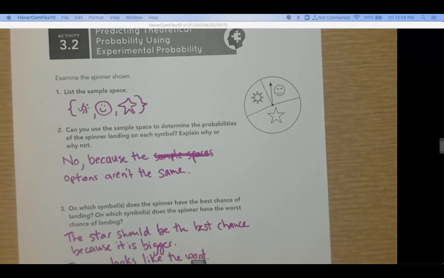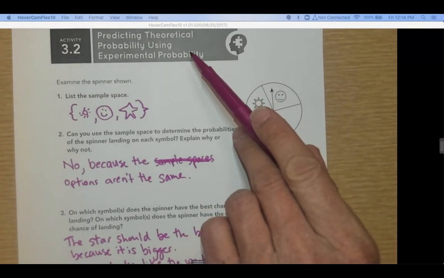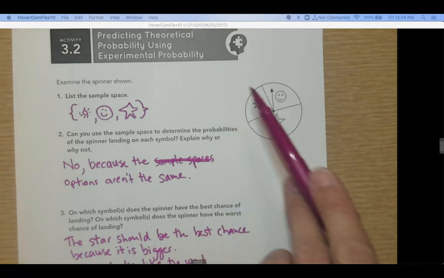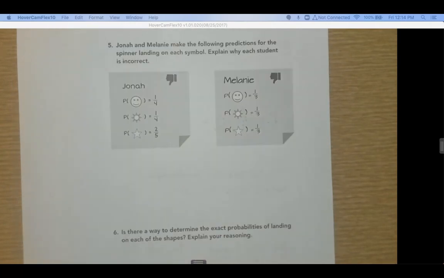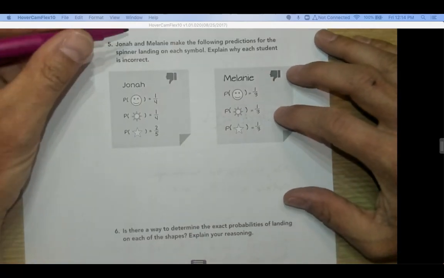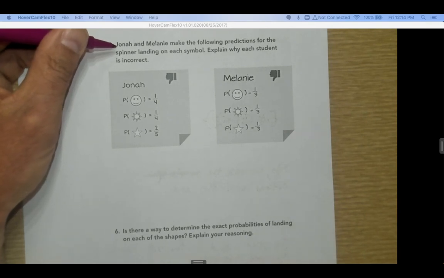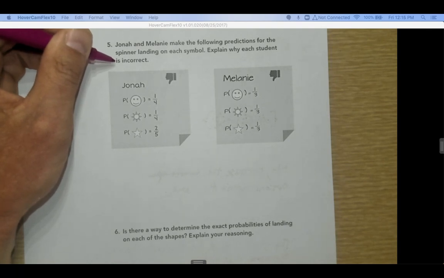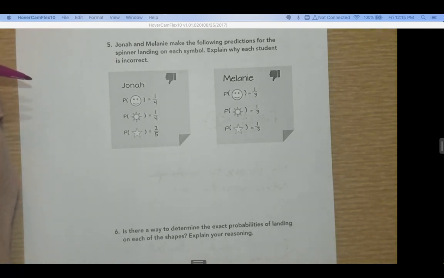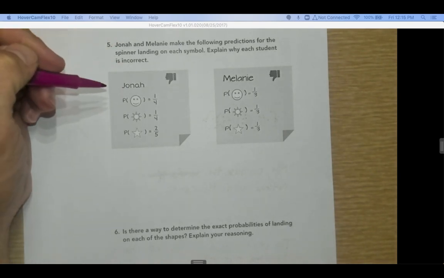And now, based on this, it says predicting theoretical probability and then using experimental probability. So we started by guessing on theoretical probability because these are not equally likely to occur. Now we're going to probably do the experiment because I looked ahead to the next page. But we're not going to do the experiment yet. Jonah and Melanie make the following predictions for the spinner landing on each symbol. Explain why each student is incorrect. Then want to pause, answer it, and then play this again.